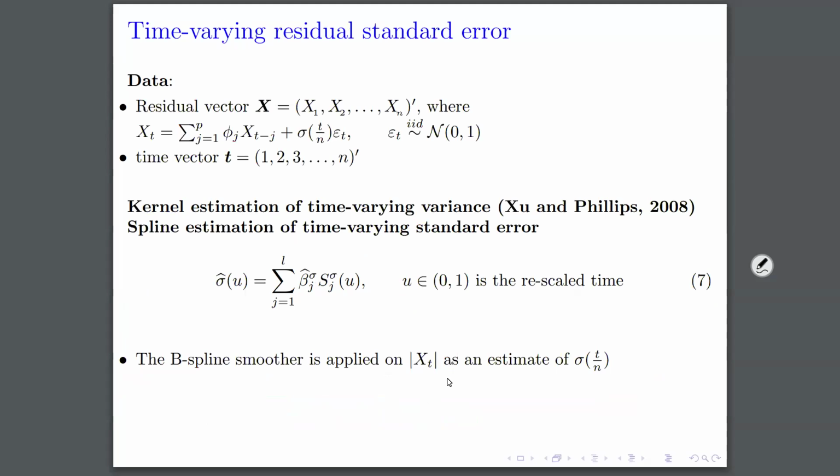So for the estimation of the sigma t, the 2008 paper used kernel estimations, and they provide some rigorous proof for the asymptotic properties of the kernel estimations. But instead, we use the spline estimation in this study to be in line with what we are doing with the time varying mu. And we apply this B-spline smoother on the absolute value of the residuals to get this sigma t.